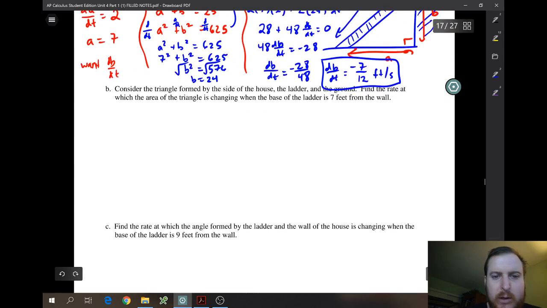So now we're going to consider the triangle formed by the side of the house, the ladder, and the ground. Find the rate at which the area of the triangle is changing when the base of the ladder is 7 feet from the wall.